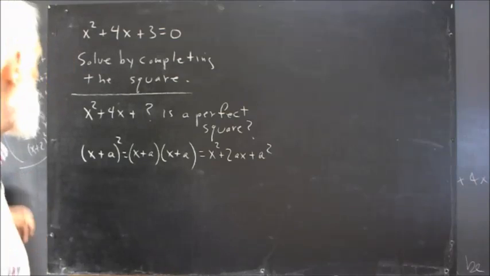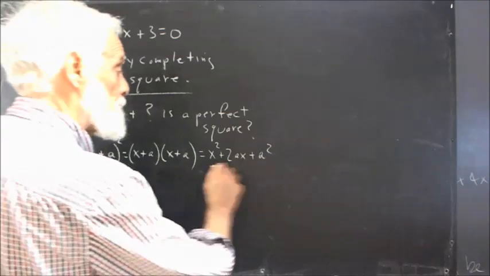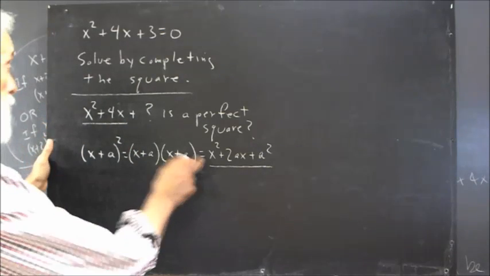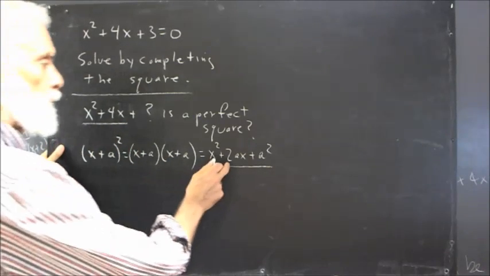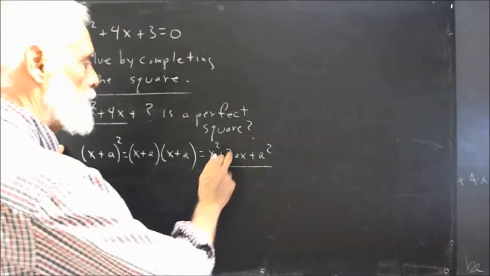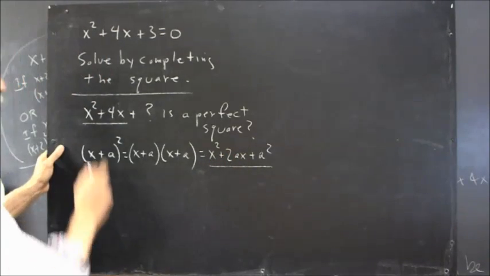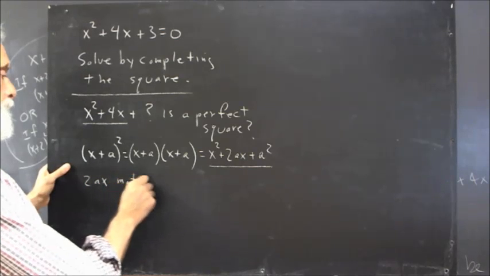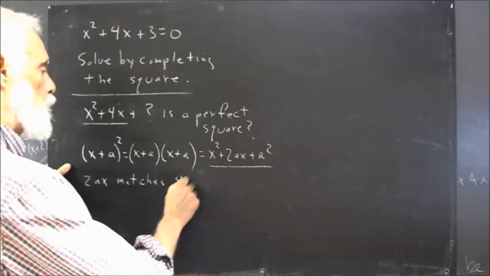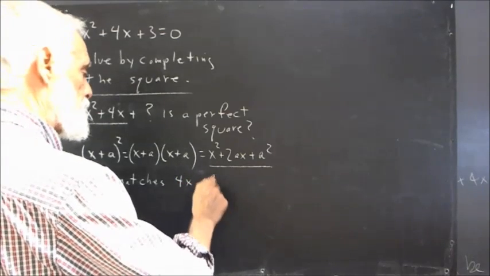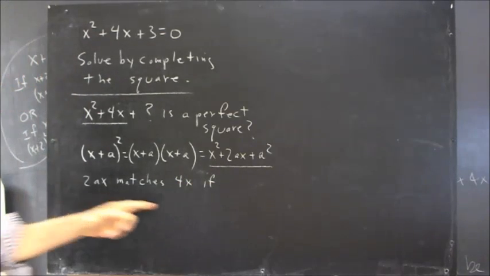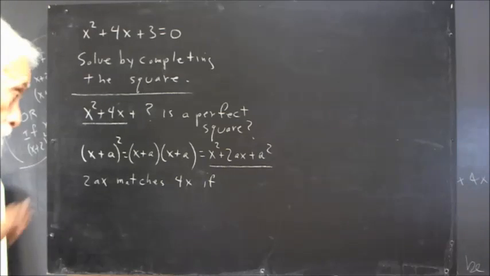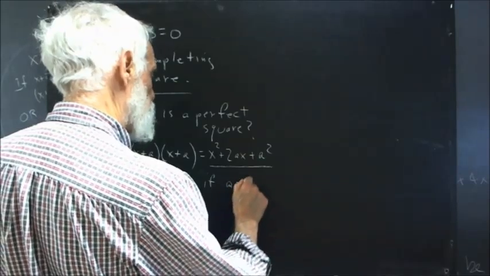Okay, well, to match this to this, you notice that the x squared matches. The 2ax will match if you choose the right value of a. So the 2ax matches 4x if a takes what value? You should pause, think this out before I tell you. Now I'm going to tell you. That happens if a equals 2.